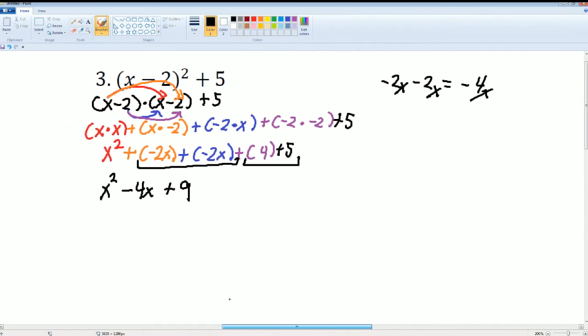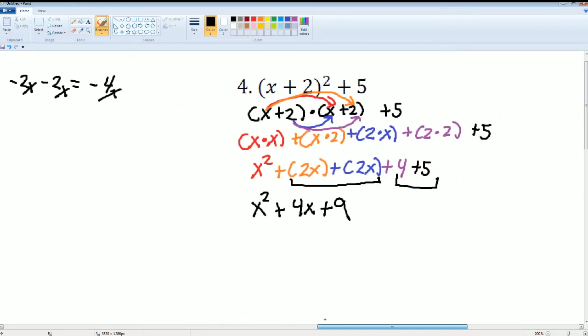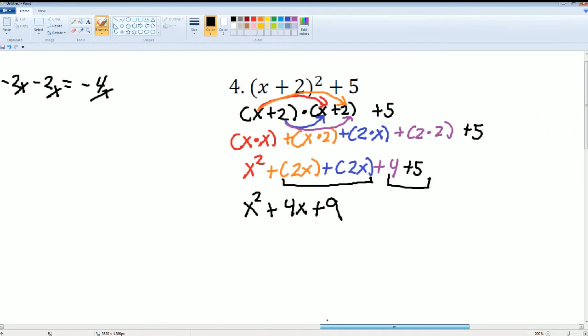Number 4 is different from the answer of 3. Okay, notice that it's a minus 4x in the middle, and this is a plus 4x in the middle. Okay, they look the same, but they're not.